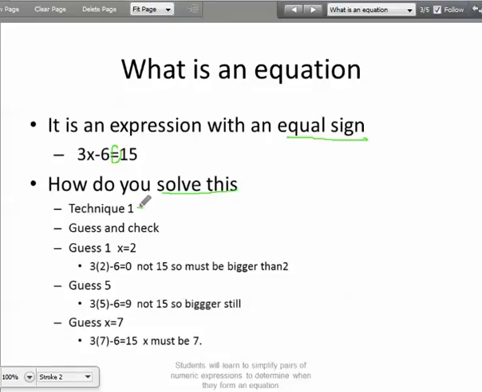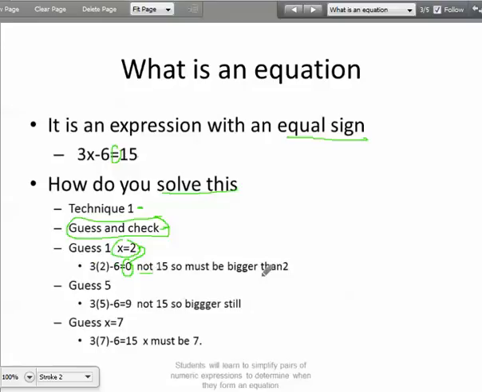Technique one that I want to talk to you about is called the guess and check technique. This technique is simply going to guess a number and then check if it's right. So if I guess that x was equal to 2, I would stick a 2 in there. I'd say 3 times 2, which is 6, minus 6, which is 0. I got 0 when I checked that when x was equal to 2. Is 0 the same as the 15 that they told me in the problem? No. So my guess was obviously not correct, and I need to change my guess.